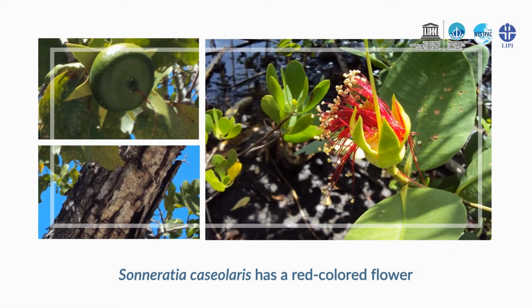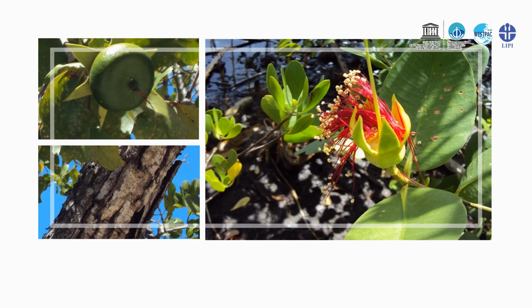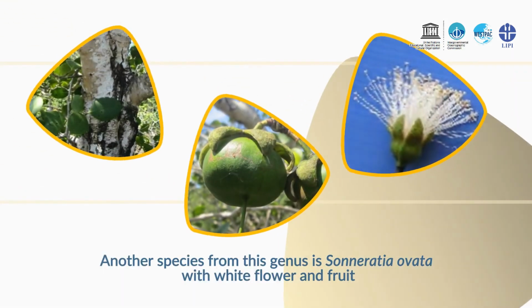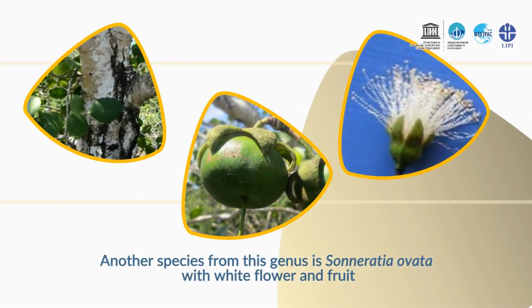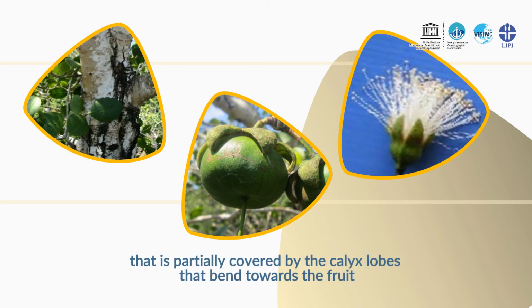Sonneratia caseolaris has a red-colored flower. Both species have a similarly shaped fruit. Another species from this genus is Sonneratia ovata, with a white flower and a fruit that is partially covered by the calyx lobes that bend toward the fruit.